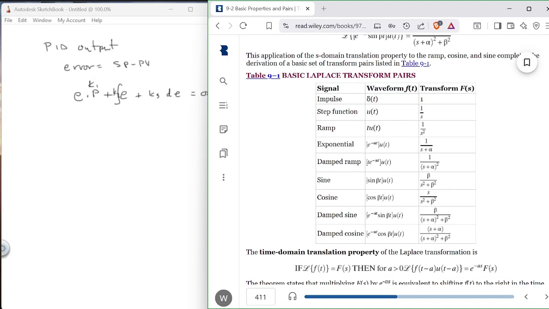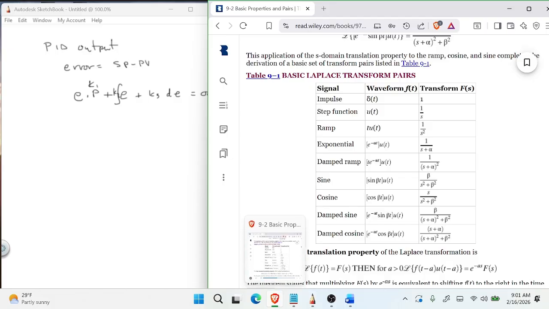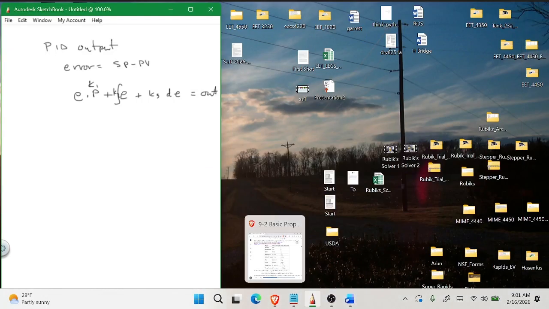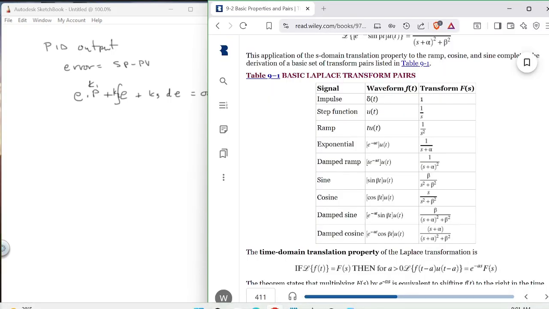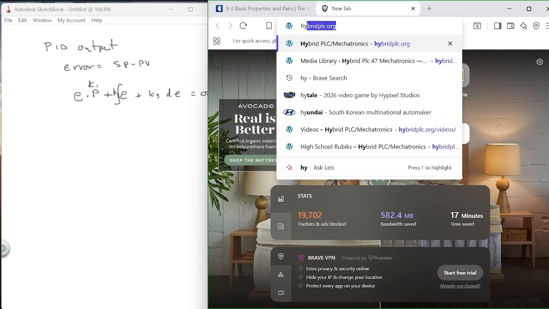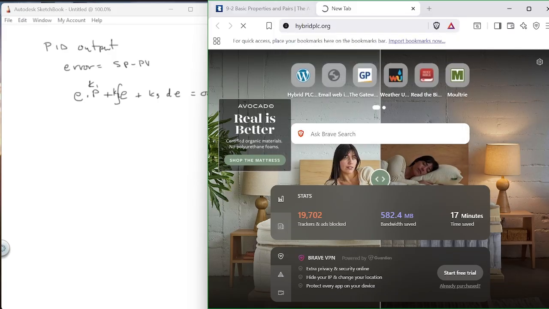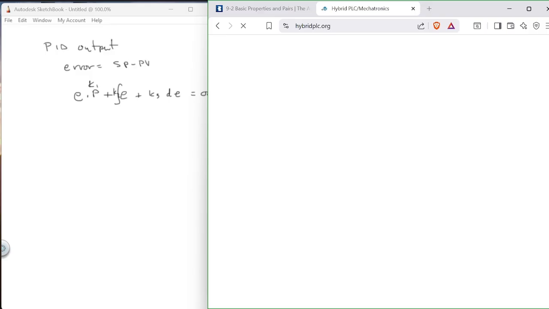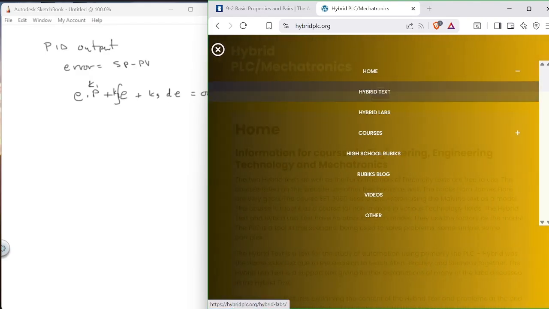Now, here is the first thing that you really do need to take note of. I have a better one than this. It's over in the EET 4450 one, and I'm going to give you a copy of this. So basically, you go under hybridplc.org, and then you come down here under courses.